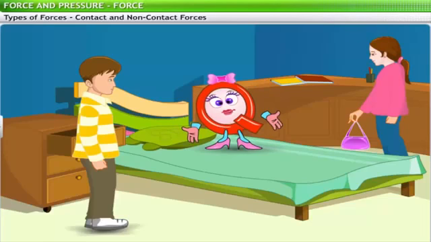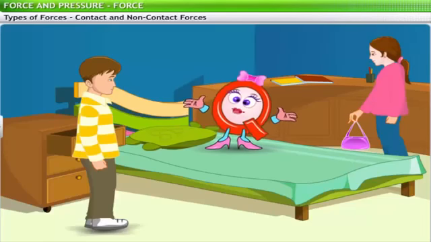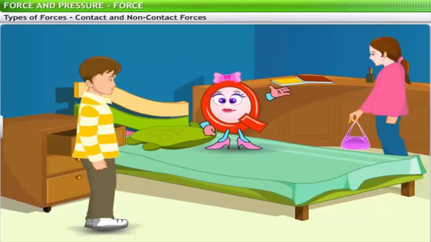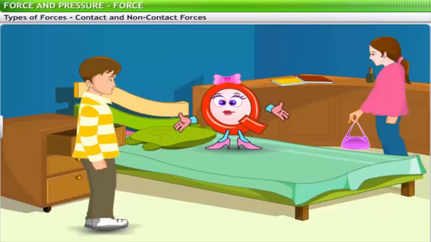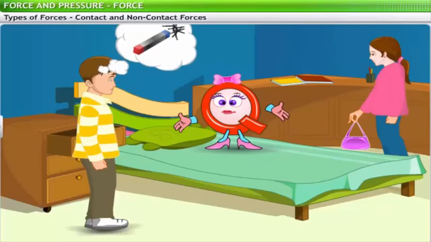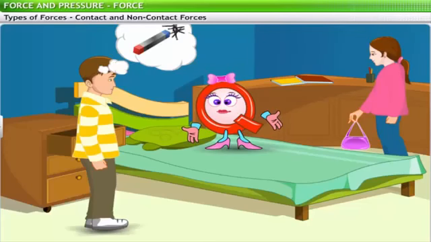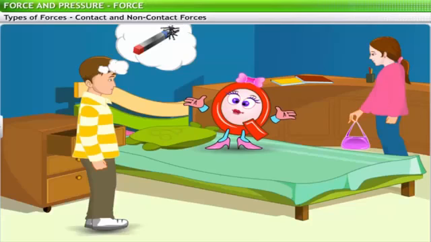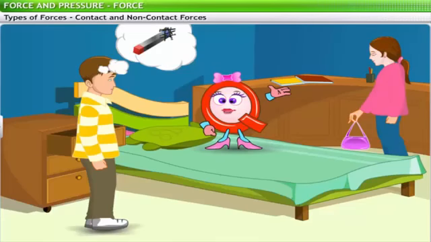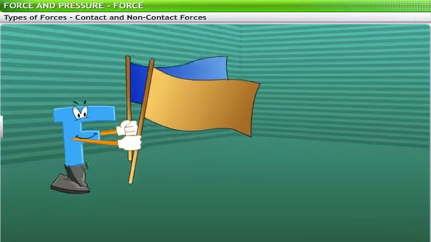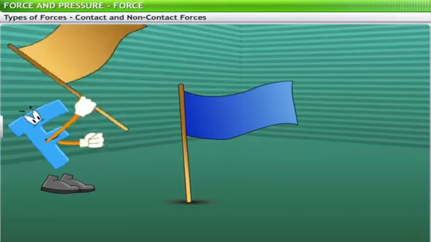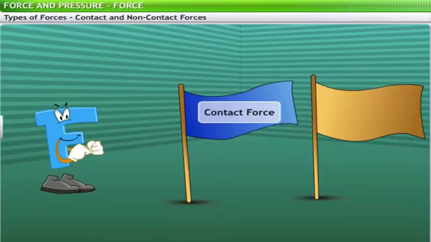Absolutely. But I can think of a situation where force is applied even though you cannot see the contact between objects. Can you guess where this is possible? It's a magnet you're talking about. You got it. A magnet can attract a nail towards itself without even touching it, right? Hence, we can classify forces as contact forces or non-contact forces.